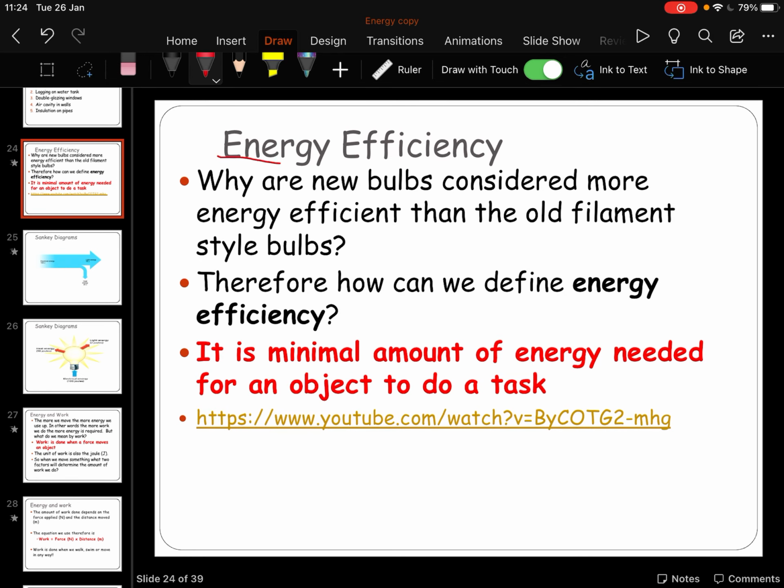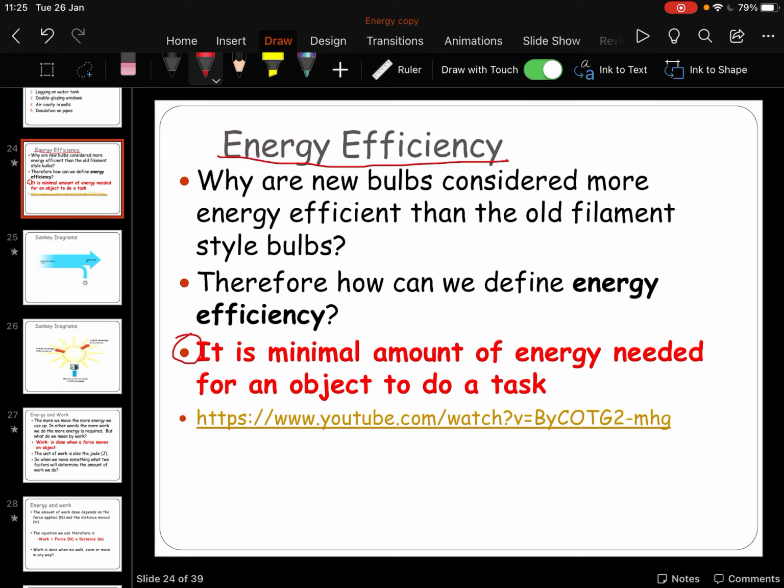So, our next subheading, energy efficiency. Okay, so what is energy efficiency? Why are new bulbs considered more energy efficient than the old filament style bulbs, and how can we define it? Energy efficiency, guys, is defined as follows. It is the minimal amount of energy needed for an object to do a task. It is the minimal amount. Okay, all right.